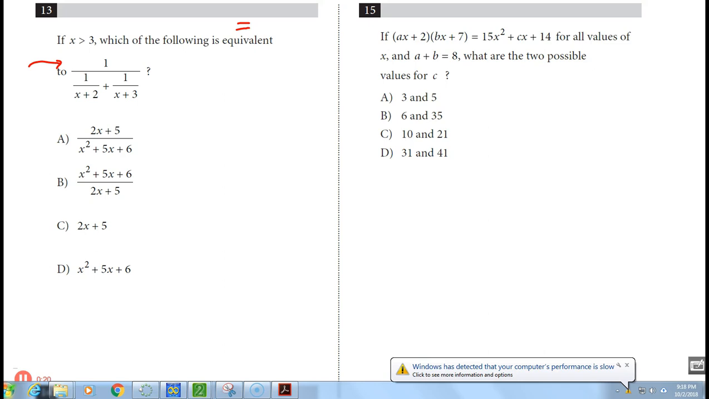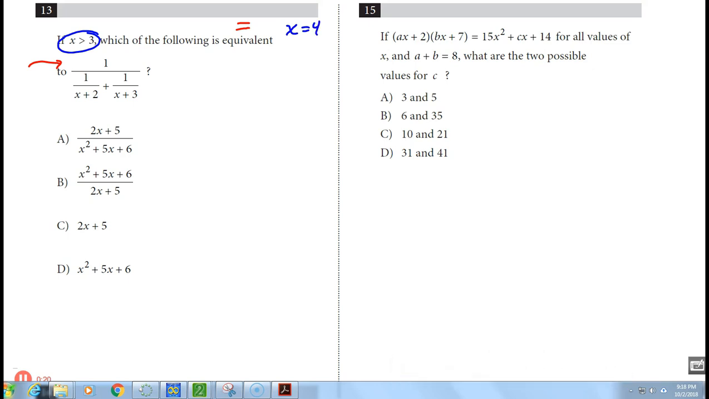So first thing is, when I pick numbers, it says x has to be greater than 3. So why not 4? You can pick anything. You pick 20 if you want, but I'd rather pick smaller numbers. So I'm going to pick 4, and let's just see what comes out here. If I stick 4 in there, I get 1 divided by 1 over 4 plus 2, which is 6, and then 1 over 4 plus 3, which is 7.